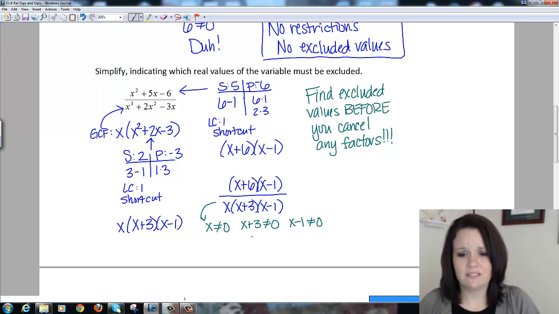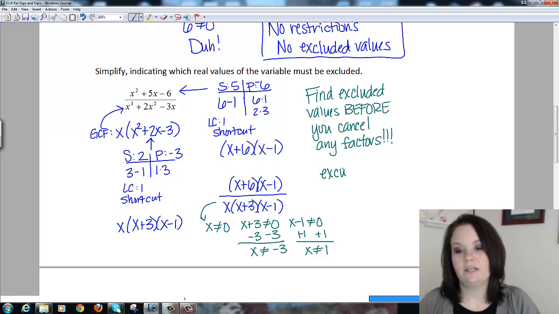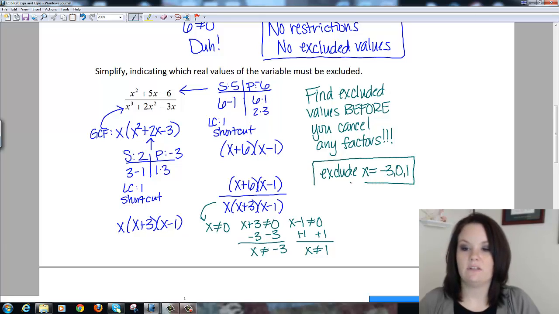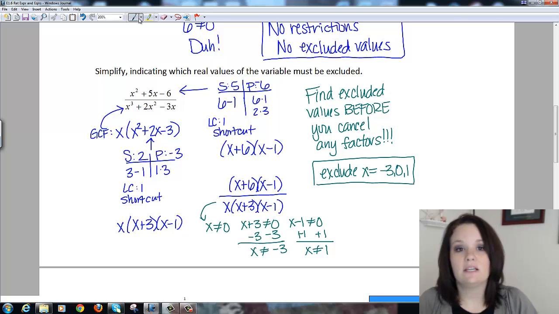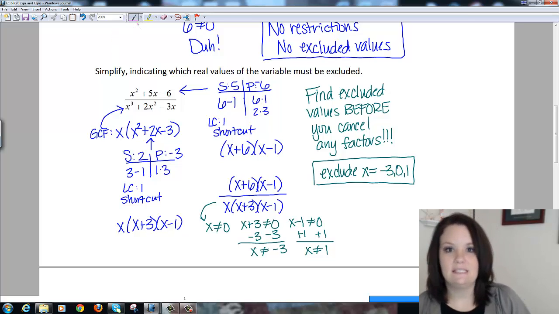So I need to solve the second two by subtracting 3, which says x cannot be negative 3, and then I'm going to add 1 to both sides, which tells me x cannot be positive 1. Okay, so for this one, I'm going to exclude x is equal to negative 3, 0, and 1. So these are the values I have to exclude. Now that I found the values I need to exclude, I can go ahead and simplify.